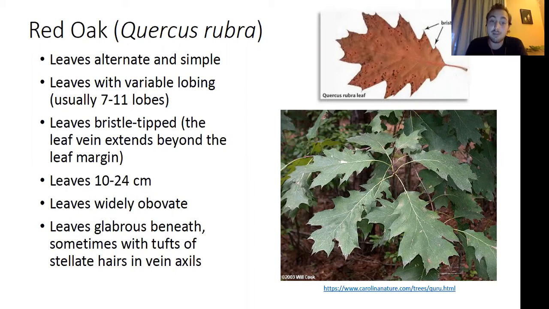Our leaves are glabrous, so smooth beneath, but sometimes having tufts of hairs, of stellate hairs in the vein axils. And stellate hairs just means that they are arranged in a radiating pattern like a star. And like I said, remember the vein axils is that space where the secondary vein branches from the primary vein. And this usually refers to the underside of leaves when it is talking about vein axils.